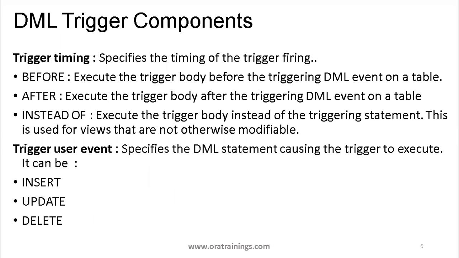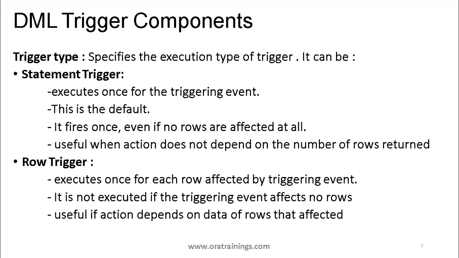Now some more information. What is the timing we mentioned? The timing can be before or after, right? Like before performing an update or after performing an update. Or INSTEAD OF, which is used only whenever you have views. And the triggering user event can be during insertion, update, or deletion. Now, statement trigger, just now we discussed: the trigger will get fired only once for each statement. Row means that for each row it will get fired. That's the difference.